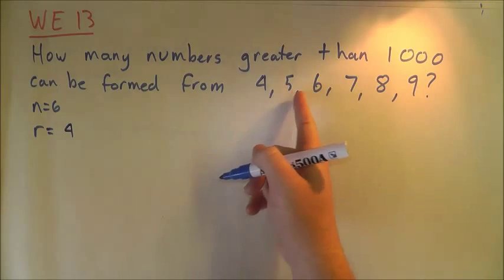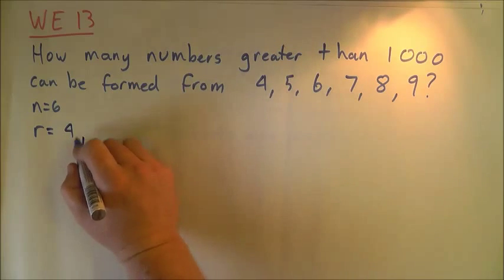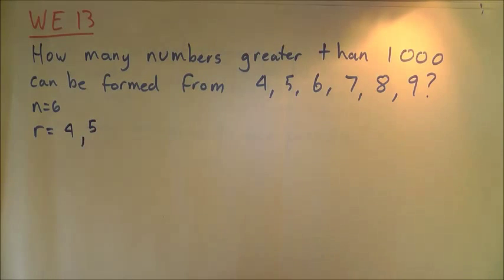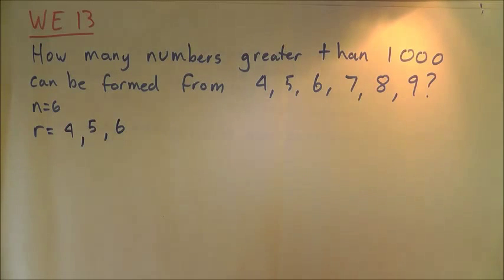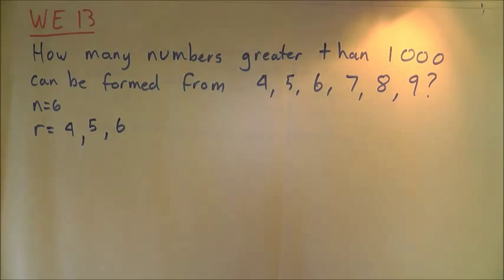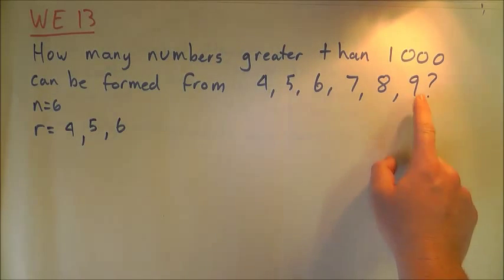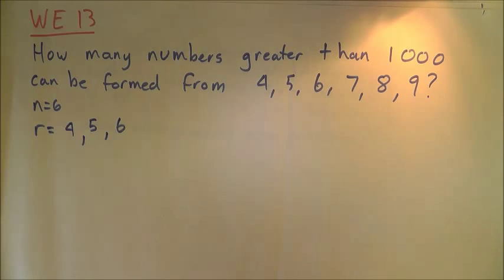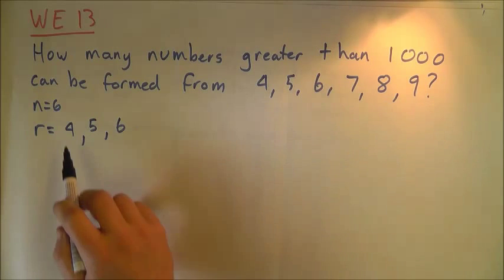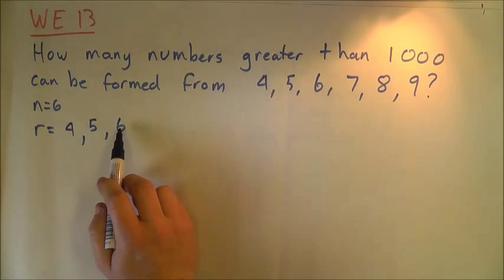But if I have groups of 5 numbers, the number will still be greater than 1000. Or I can have groups of 6 numbers. Because if I pick any of those 6 numbers, it's going to be greater than 1000. If I pick any 5 of them, it will be greater than 1000. And if I pick any 4, I'll still be greater than 1000. Okay, so I've got 3 separate calculations I need to do.